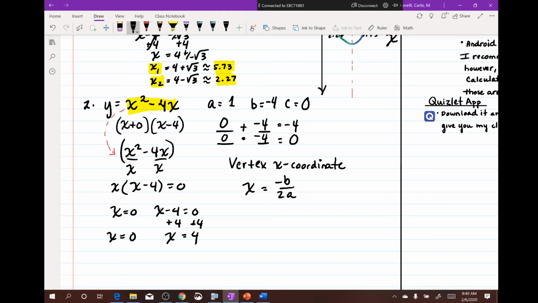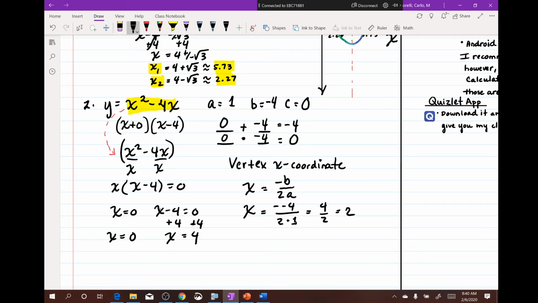You guys remember this one? Were you taught this? Okay, this is frightening. All right. You knew it, Caitlin. Okay, good. So, Caitlin, can you help me fill it in? X equals -b. What's b? So, -4 over 2 times a. And what's a? 1. So, 4 over 2 equals 2. The x coordinate of the vertex is 2.